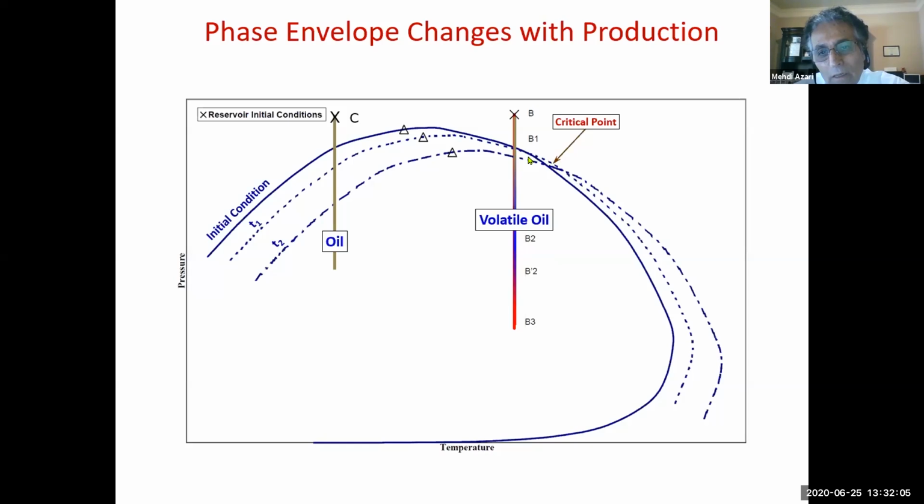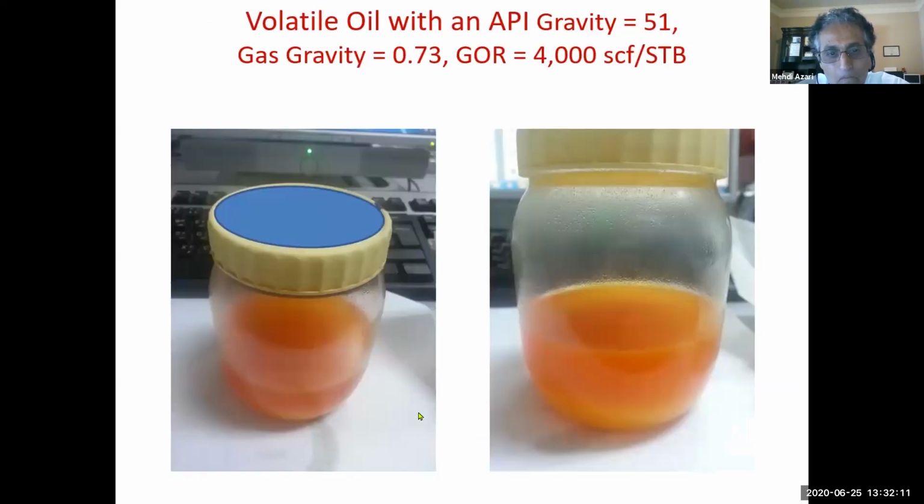So it could be here, and then could be here, or could be there, stuff like that. And then this is for a volatile oil. Now, these are the samples that I asked to be taken from one of the wells that I was monitoring. And this is called a volatile oil with an API gravity of 51. 51, huh? It's very high.